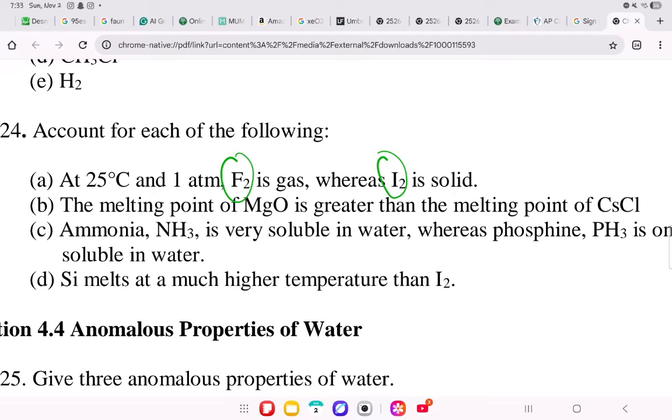Now, what's the difference in ID-ID? It's the number of electrons. I2 definitely has a greater number of electrons. So due to this greater number of electrons, it will have a stronger ID force, a stronger London dispersion force. Thus, it will become a solid.